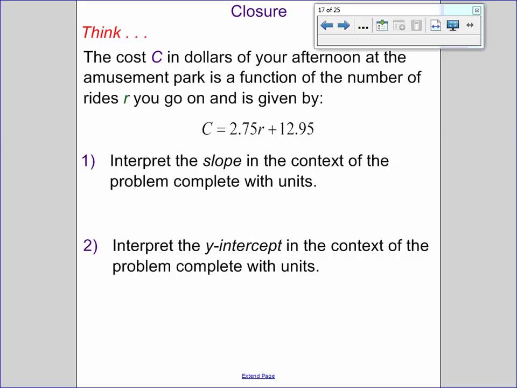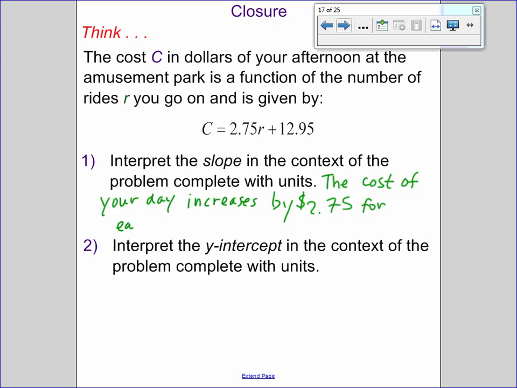Okay, go ahead and share your interpretation with the class when they call on you for slope. Number one, let's interpret the slope in context. Barrett? Price increases by 2.75 per ride. Absolutely. The cost of your afternoon at the amusement park increases by $2.75 for every one more ride you go on. Perfect. So let's go ahead and write that. The slope in context would be: the cost of your afternoon increases by $2.75 for each ride you go on.